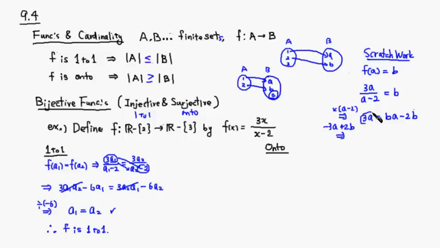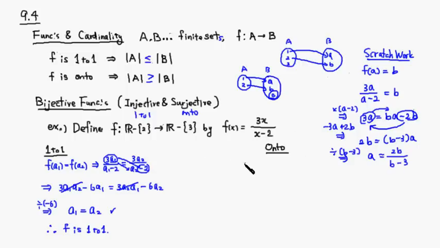So I'm going to put this term on this side and this term on the other side. You're going to get a positive 2b equal to ba minus 3a, so b minus 3 times a. Then we can divide through by the quantity b minus 3. That way we get a equal to 2b over b minus 3. So this is the a we want.